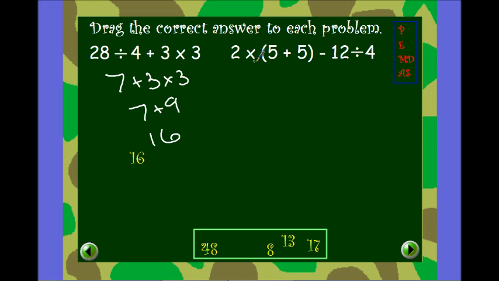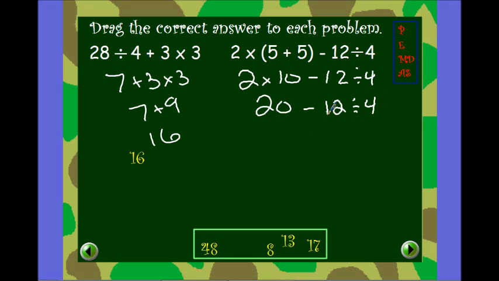Alright, now over here, we have some parentheses, so we're going to do that first. Let's get rid of that. Alright, you got a times, a minus, and a divide. So I'm going to do this times first. So I got 20 minus 12 divided by 4. Now I got a subtraction and a division. So we're going to do the division. 20 minus 3. So 20 minus 3 is 17. So there you go.